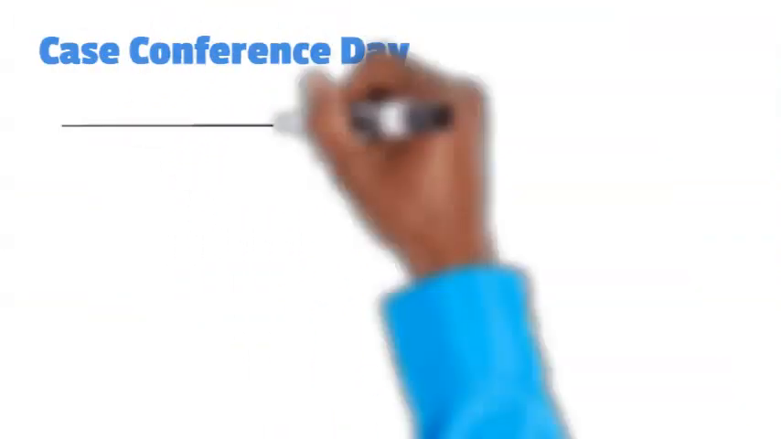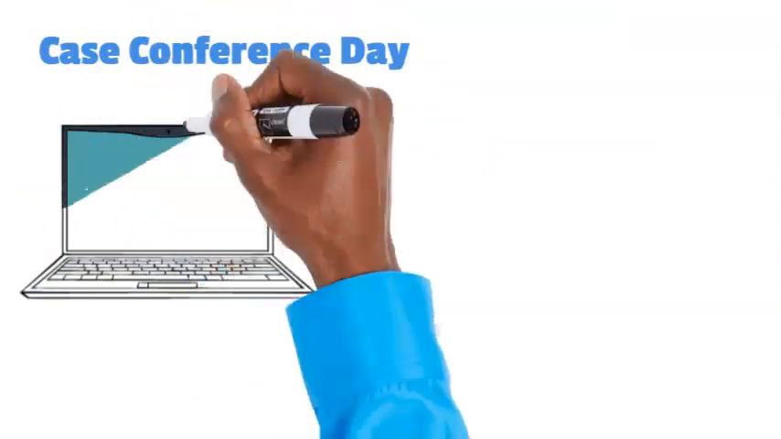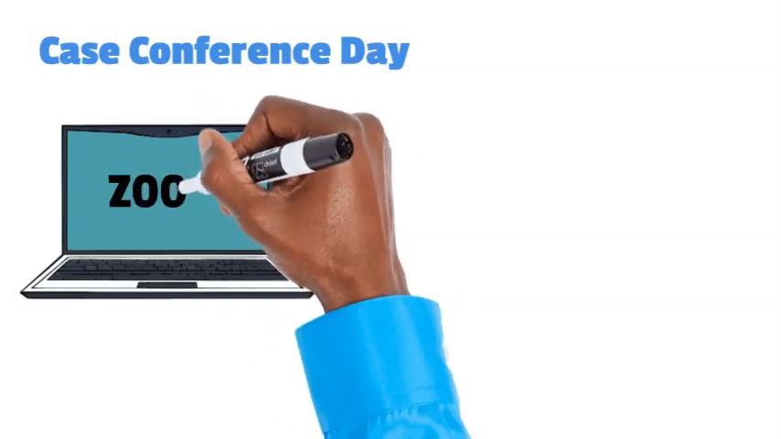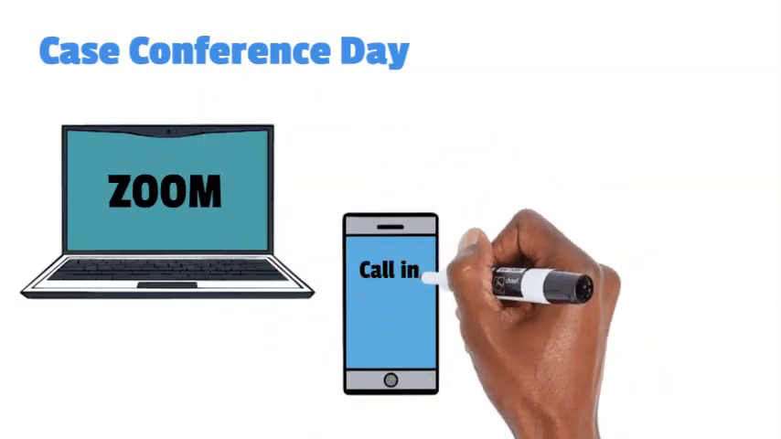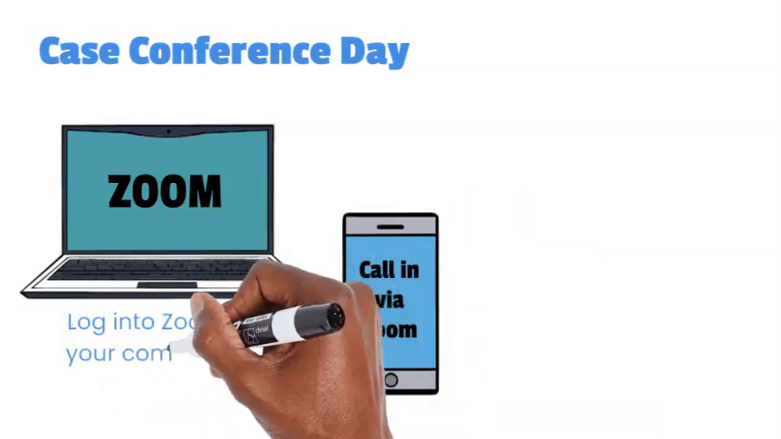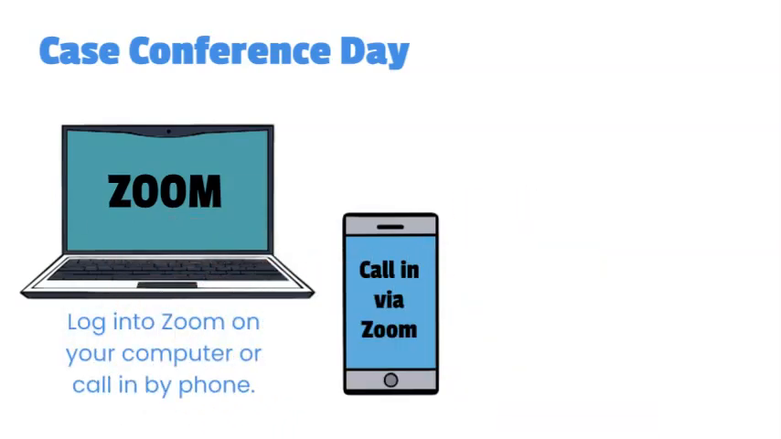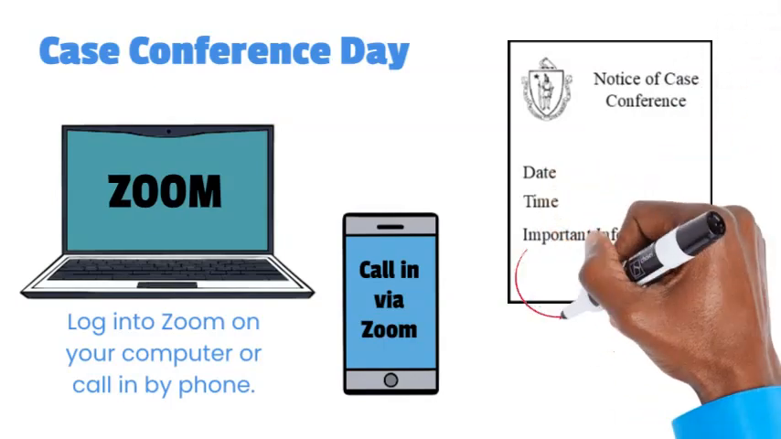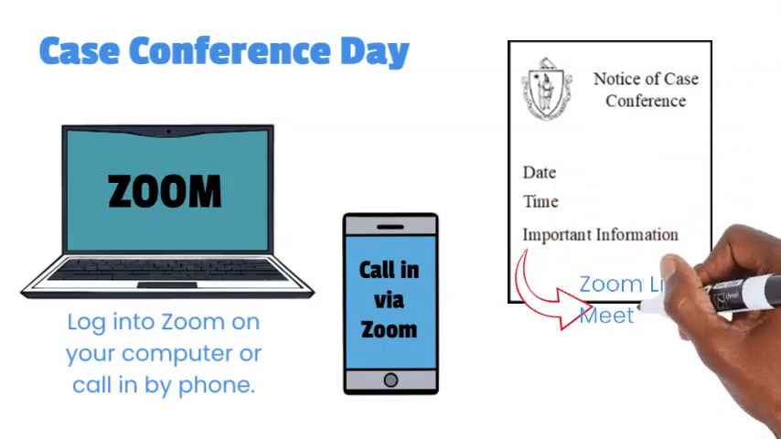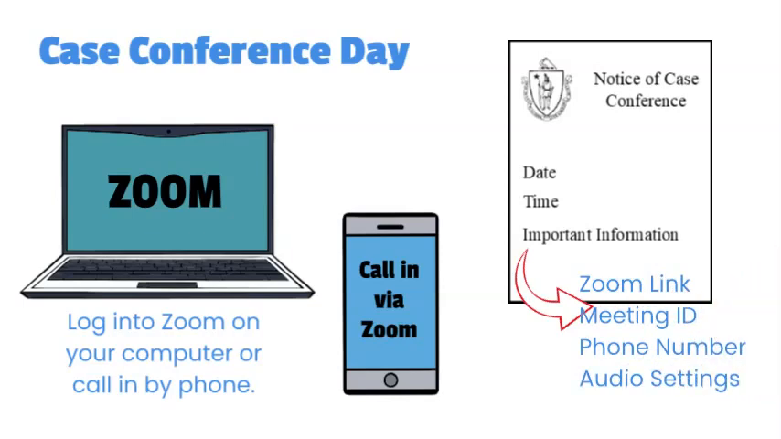On the day of the case conference, you will use Zoom to log into the case conference at your scheduled time. The time of your conference can be found in the notice of case conferencing that DOR mailed to you. That notice also has the information for logging into Zoom. If you cannot access Zoom or do not have access to a computer, you can call in to the case conference by phone. The phone number can also be found in your notice.